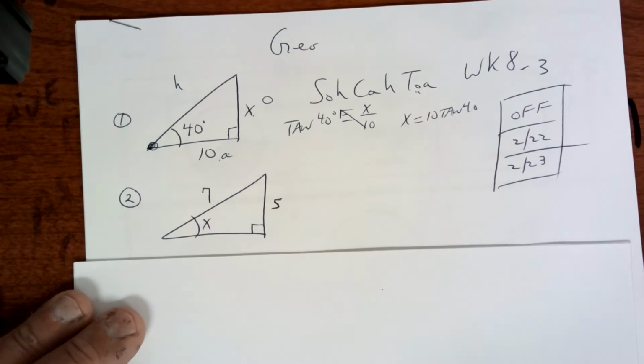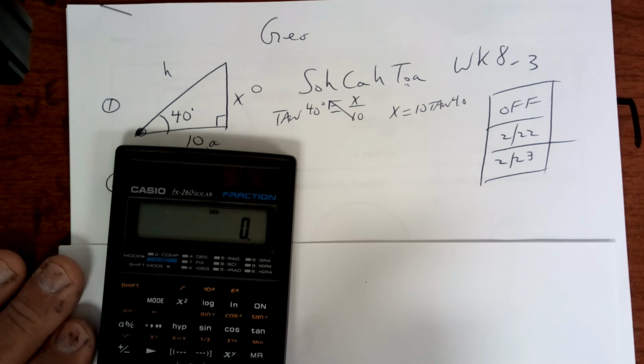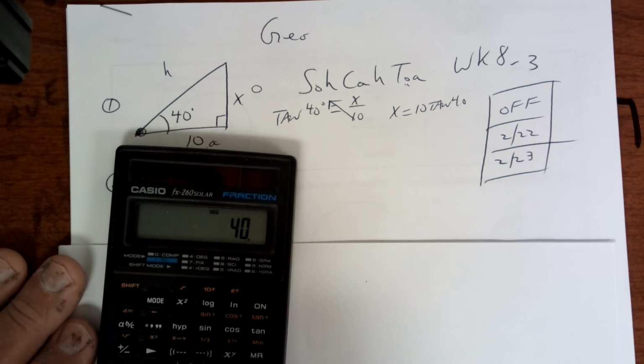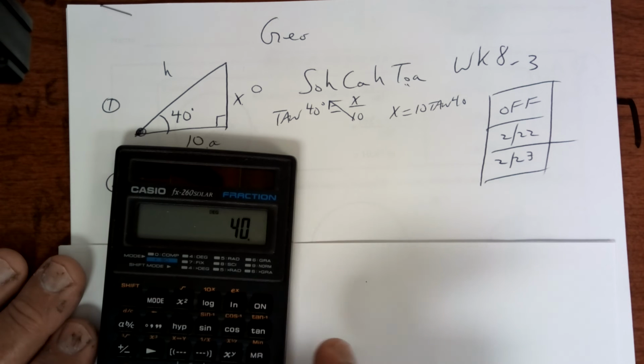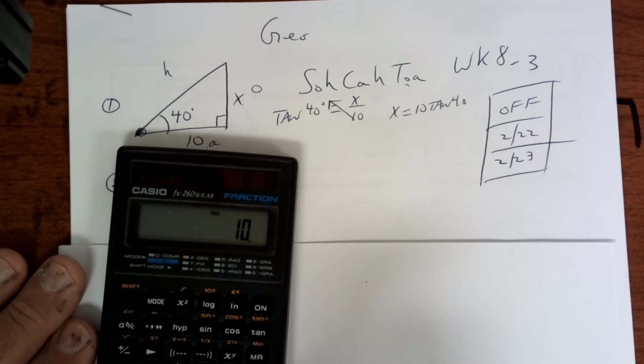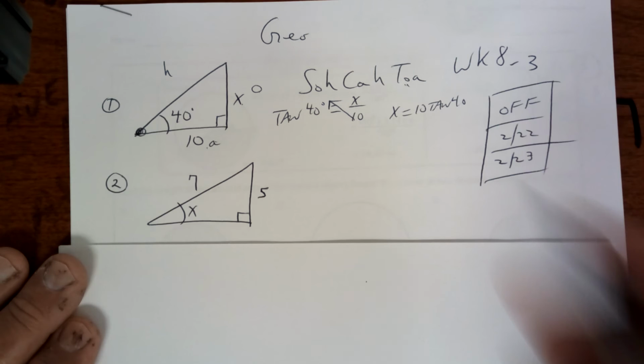So let's take a look here. So we're going to take 40, we're going to take tan, and times 10. And when I do that, I get 8.4 on this one.